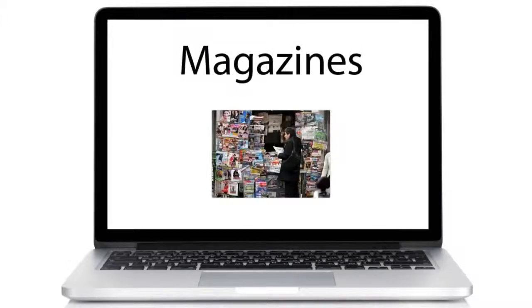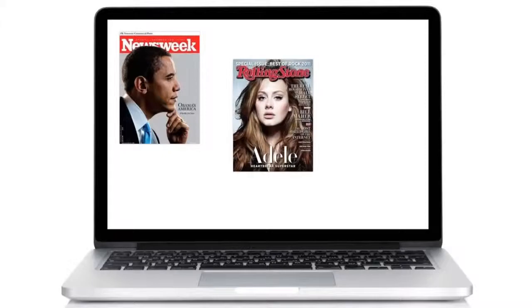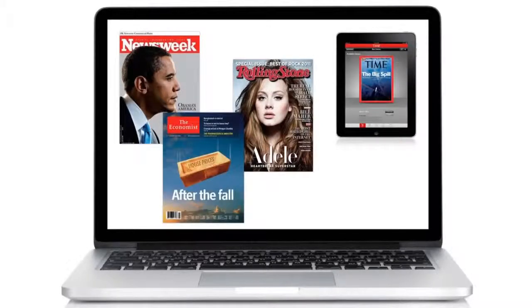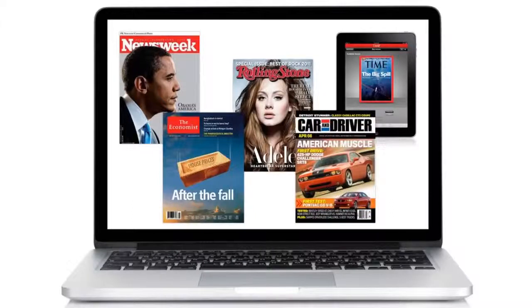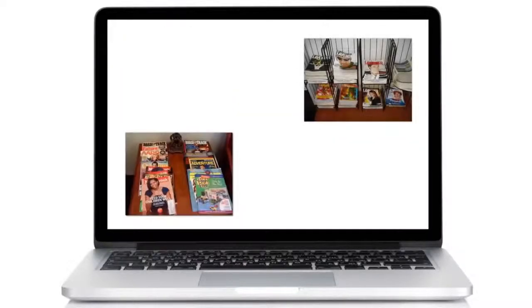People use magazines for all kinds of things, to learn about current events, developments in the music world, new technologies, trends in business, and much more, or simply to find entertainment. There is a magazine for just about every interest people have.